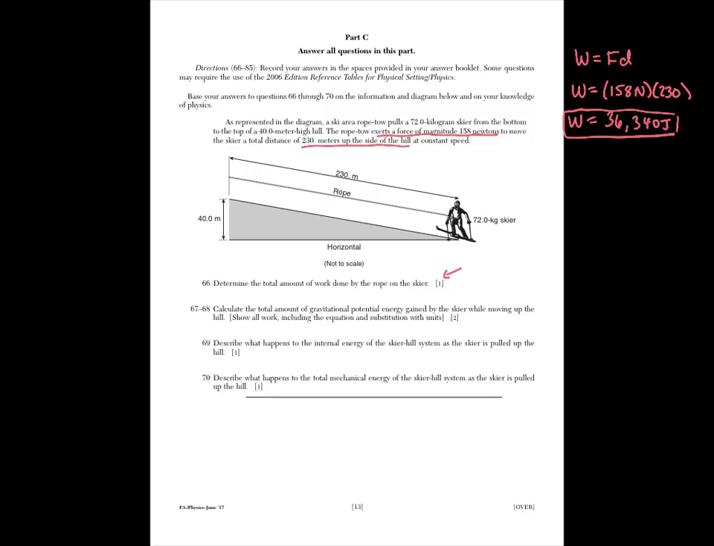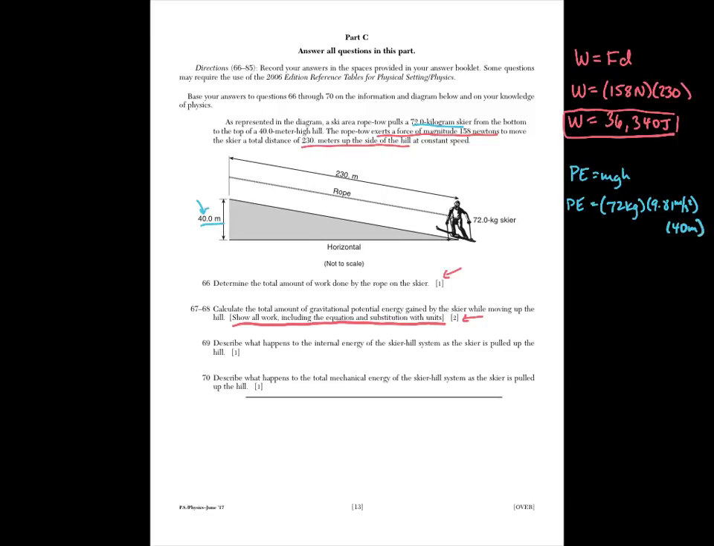The second part now is a 2-point question, so that means you need to show all work. And I'll show you what counts as a 2-point credit answer. So we need to calculate gravitational potential energy gained while moving up the hill. So you start with the equation. You have to do that. Otherwise, I can't give you credit. Now, the next part is substitution with units. So the mass of the skier is 72 kilograms times 9.81 meters per second squared times the height right here of 40 meters.